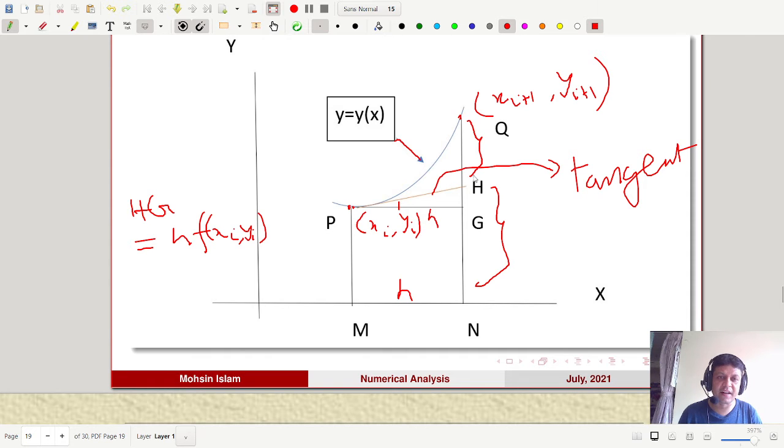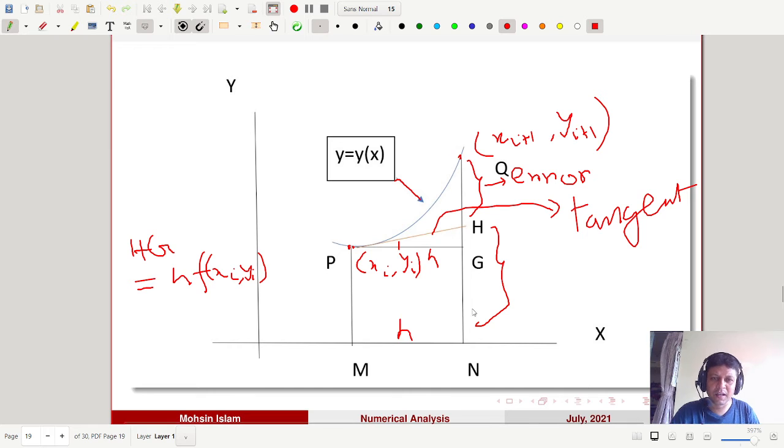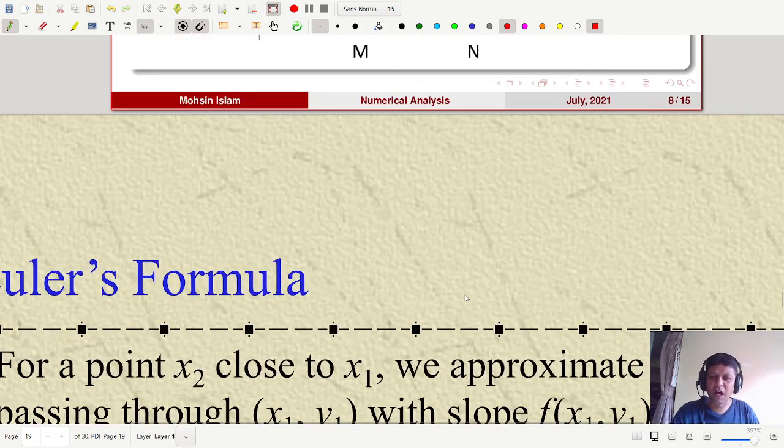So this is the error, HQ is the error, this is the error part, okay, and QN is the true value. So this is the error in computation. So look at that, it's a very less effective method, and the error will be more if you apply Euler's formula. So that is why you are not forced to use Euler's formula in general. Okay, so that is the geometrical interpretation of Euler's method. Now we have more.